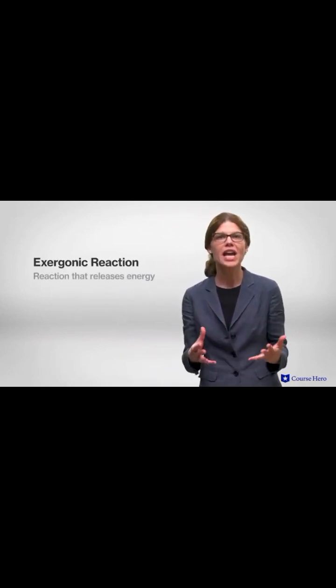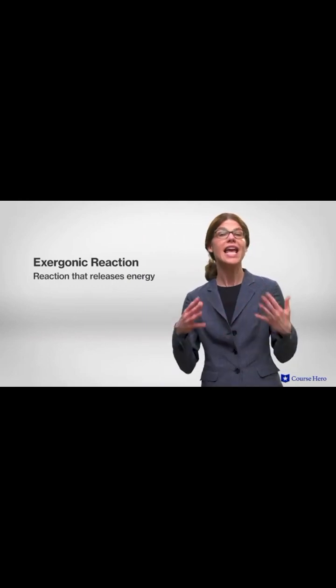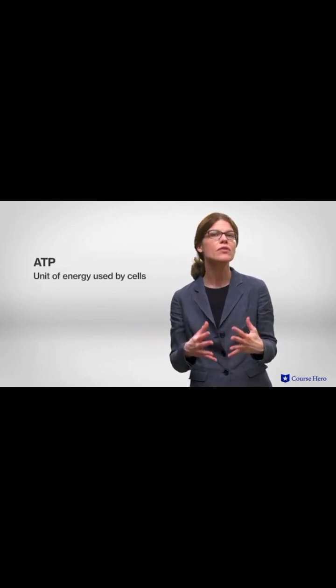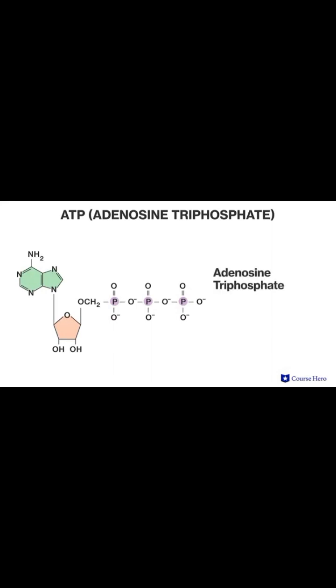Catabolic reactions are reactions that break down molecules, such as the breakdown of sugars during cellular respiration, and they release energy as they proceed. A chemical reaction that releases energy is known as an exergonic reaction. So, anabolic reactions use energy and catabolic reactions release energy. What exactly do I mean by energy? Well, I'm referring to ATP, the unit of energy used by cells. ATP stands for adenosine triphosphate.